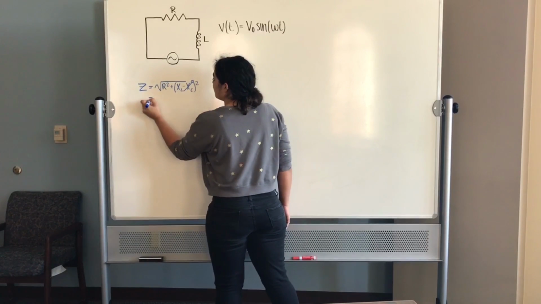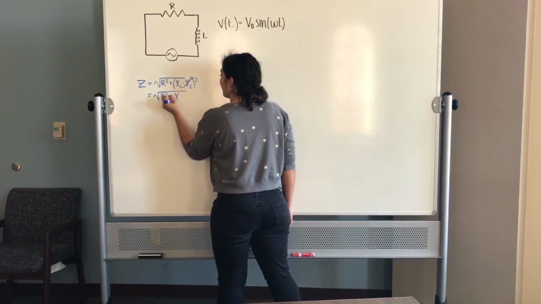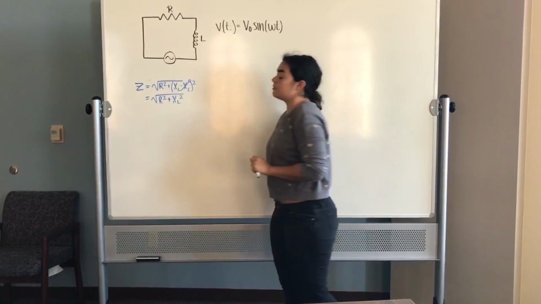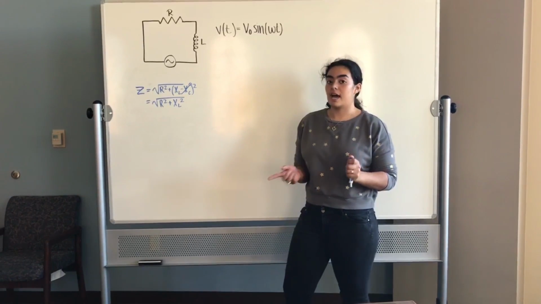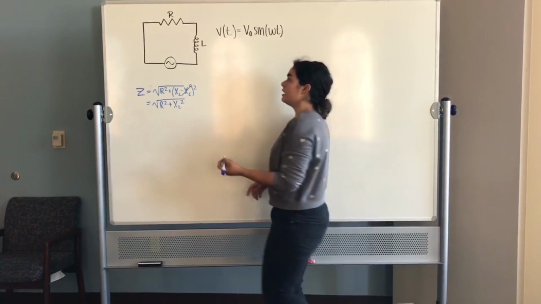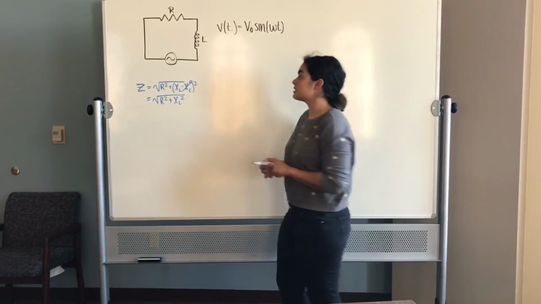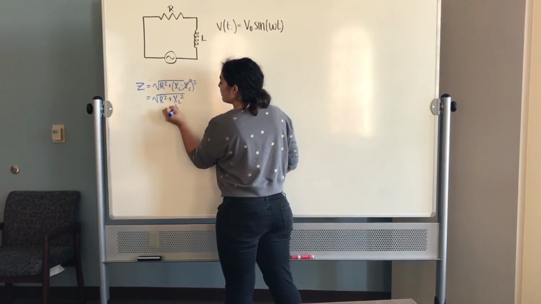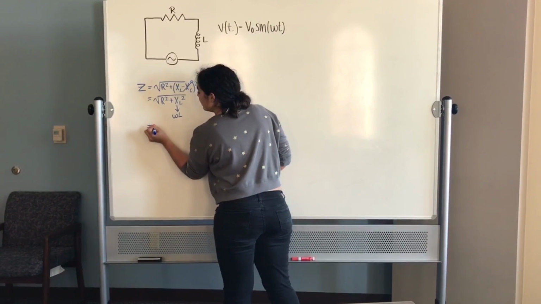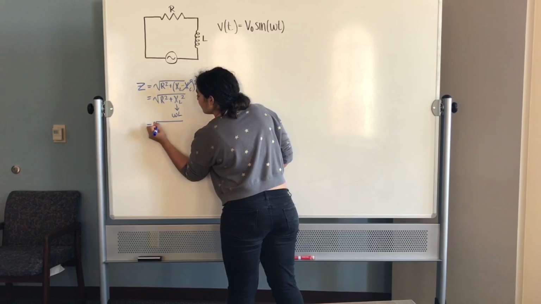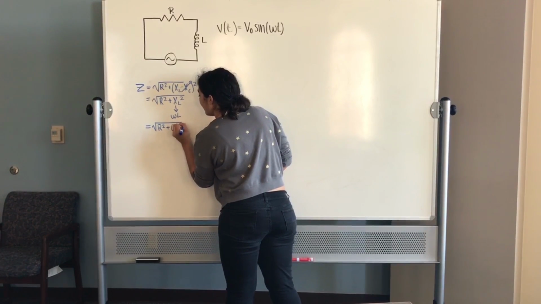So therefore the equation becomes the square root of the resistance of the resistor squared plus the reactance of the inductor squared. The reactance of the inductor is given by the angular frequency times the inductance of the inductor. Since this problem doesn't have any numerical values, our reactance is just going to be given by omega L. And therefore our impedance is just going to be the square root of the resistance of the resistor squared plus the quantity omega L squared.